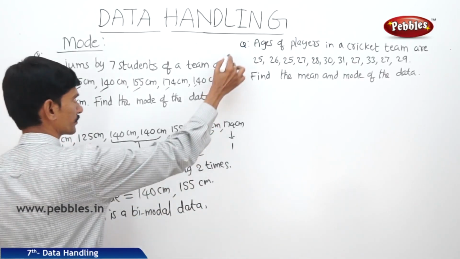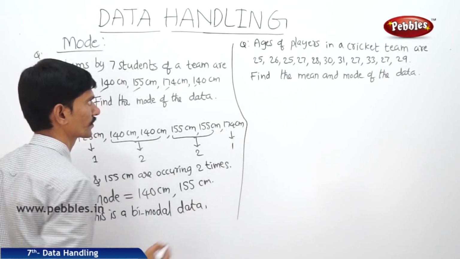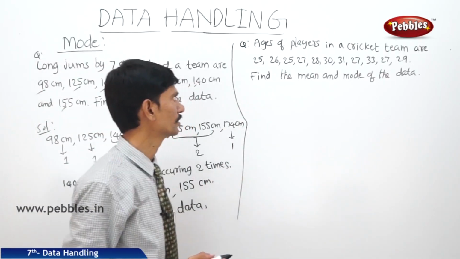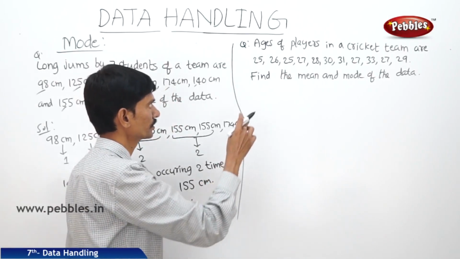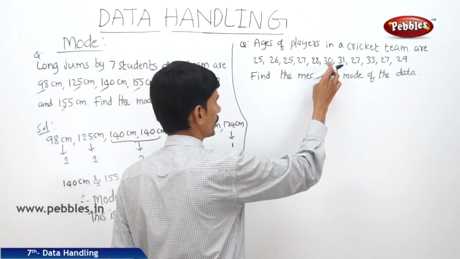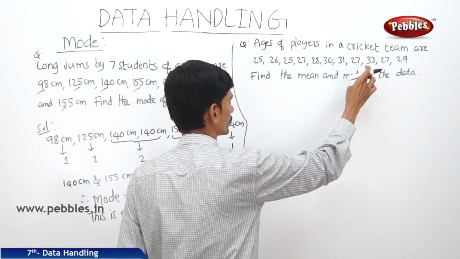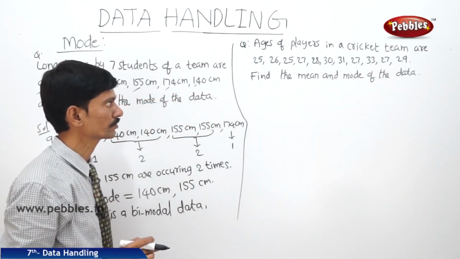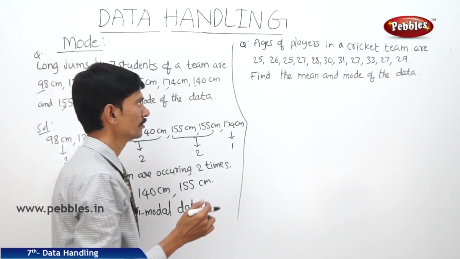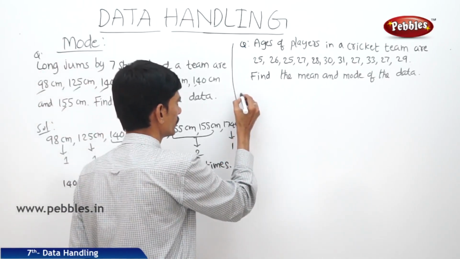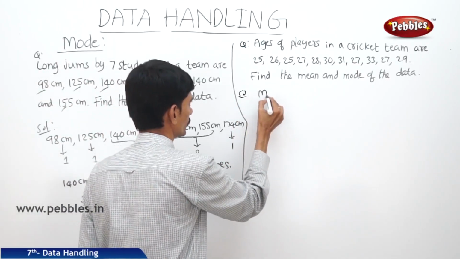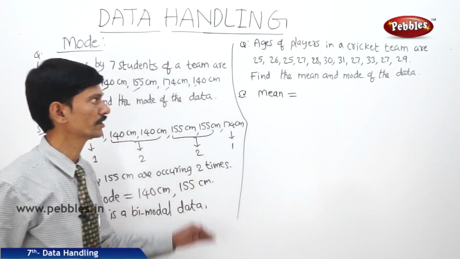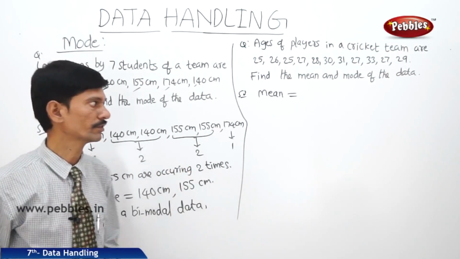So the next question: ages of players in a cricket team are 25, 26, 25, 27, 28, 30, 31, 27, 33, 27, 29. Find the mean and also the mode of the data. If you want to find the mean, then mean equals the sum of all observations divided by the number of observations.